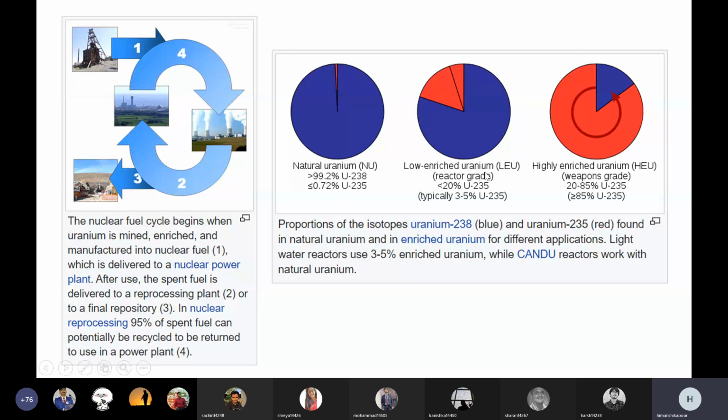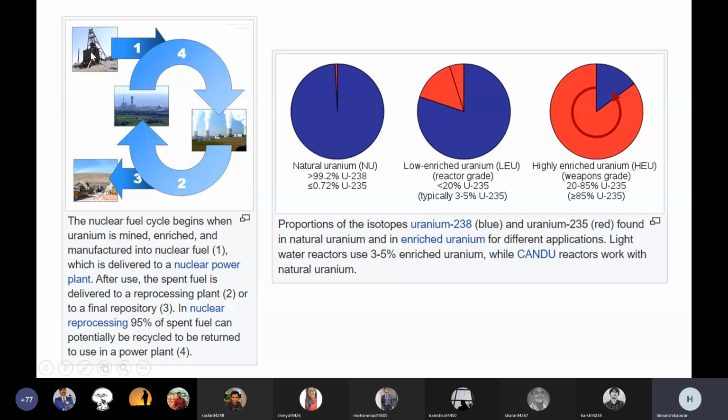Now we are doing the enrichment. So it is known as low enrichment. In this, we are increasing U-235 to 3 to 5%. And sometimes we can also highly enrich it. In highly enriched uranium, the percentage of U-235 increases to around 85%. Reactor grade enrichment is low, 3 to 5% of U-235.